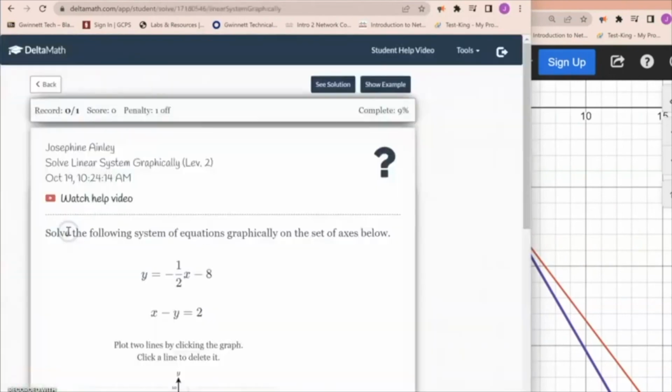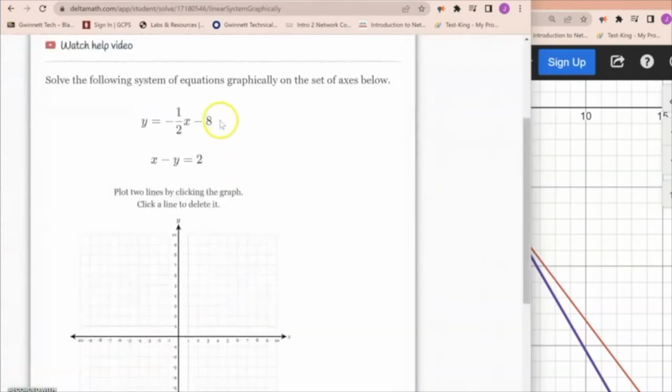All right, solve linear systems graphically. Again, Control C.